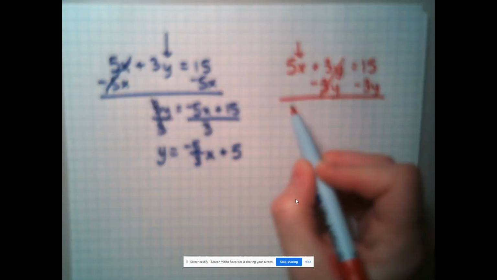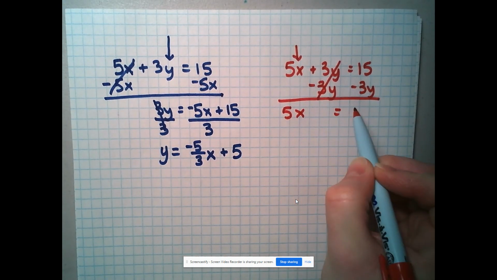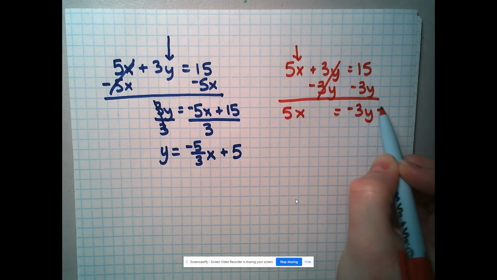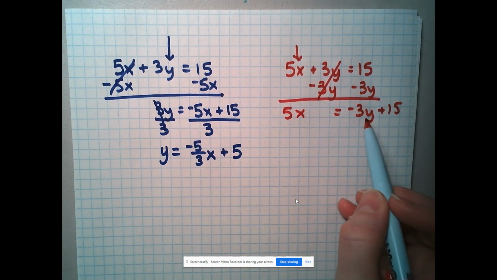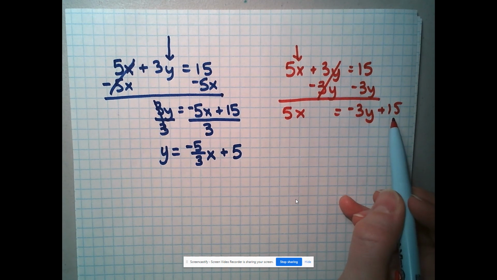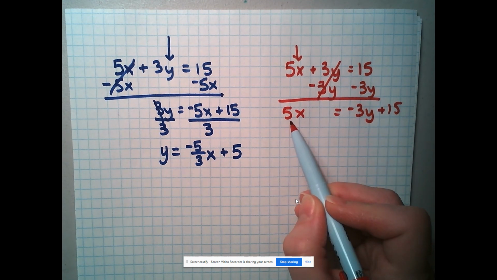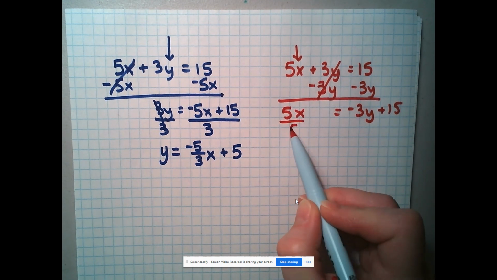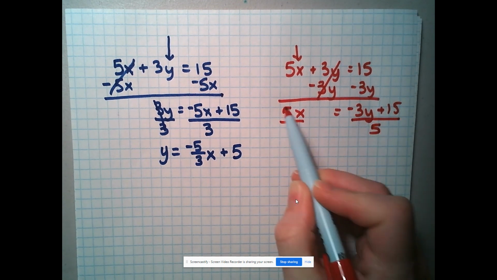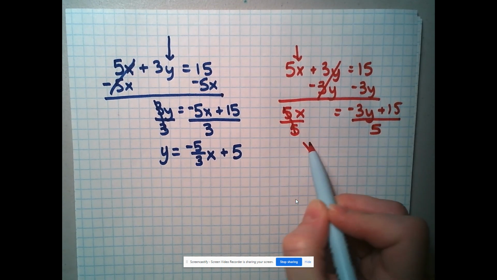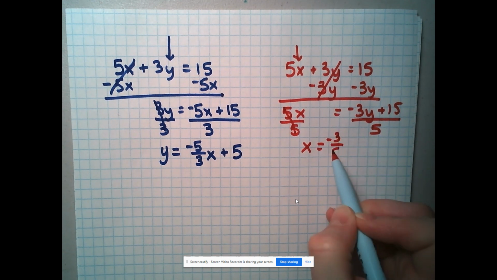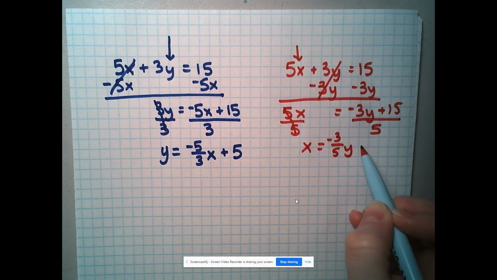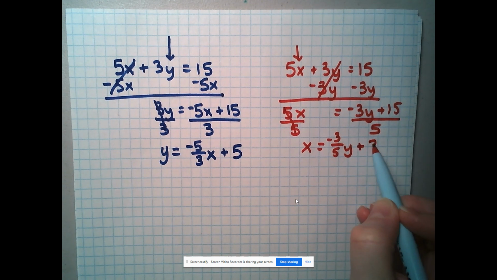I still have 5x on the left. I'm going to write negative 3y + 15, not slope-intercept form, but I think it's just sort of a habit to put the one with the variable first and the constant last. And then I still need x by itself, and there's multiplication, so I'm going to use division. I'm going to divide both sides by 5. x equals, I can't do negative 3 divided by 5, but I can write it as a fraction, negative 3/5 y plus, and 15 divided by 5 is 3.